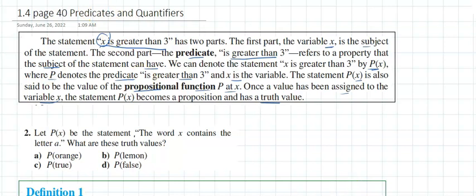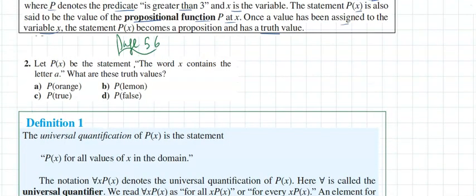On page, I believe it's on page 41, let me double check. It's really 56. On page 56, we start with some examples. Example 2 reads, let P of x be the statement, the word x contains the letter a. All right.